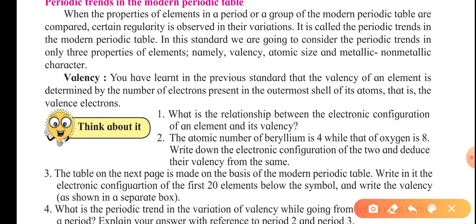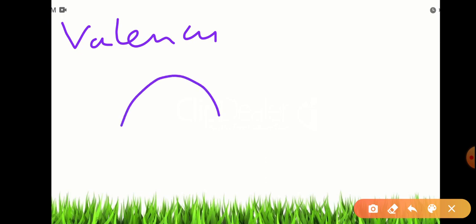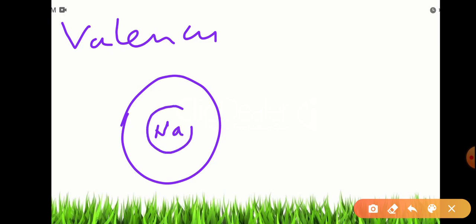Okay, now let me try to explain this concept. So let me explain the valency. Suppose this is an atom. For that reason I am trying to explain each and everything, so everybody should listen carefully. So this is an atom, and for example this atom is of sodium. This is its first shell, this is the second shell, and this is the third shell.